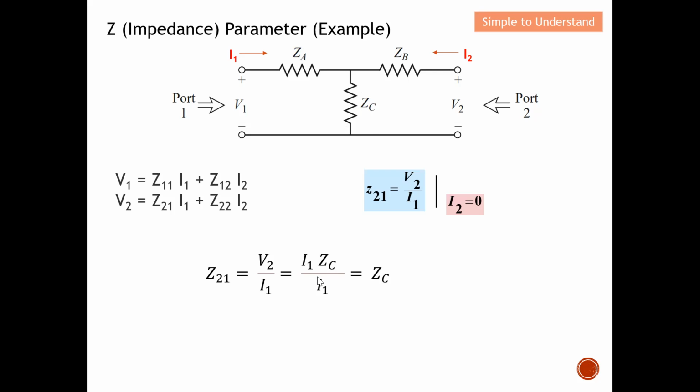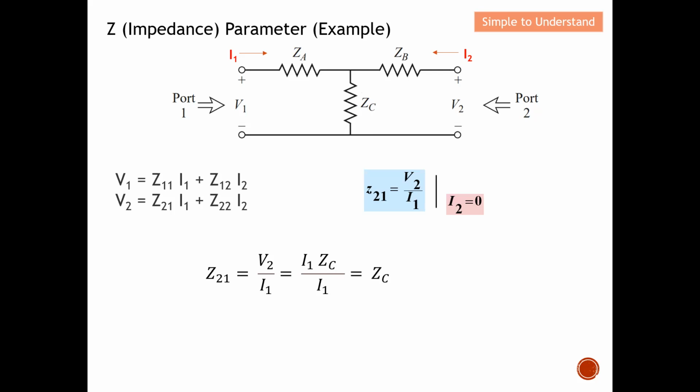Again, it's the same thing as what happened with Z12. This I1 I cancel, so therefore Z21 is ZC. You realize that this is a so-called reciprocal. Earlier on, I had mentioned that Z12 is equal to Z21, which is also called reciprocal.